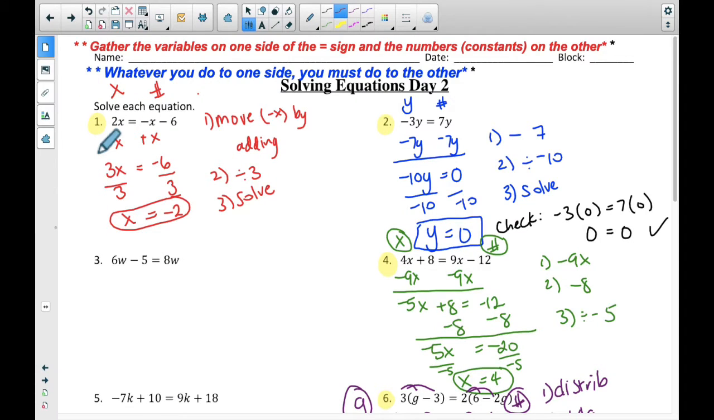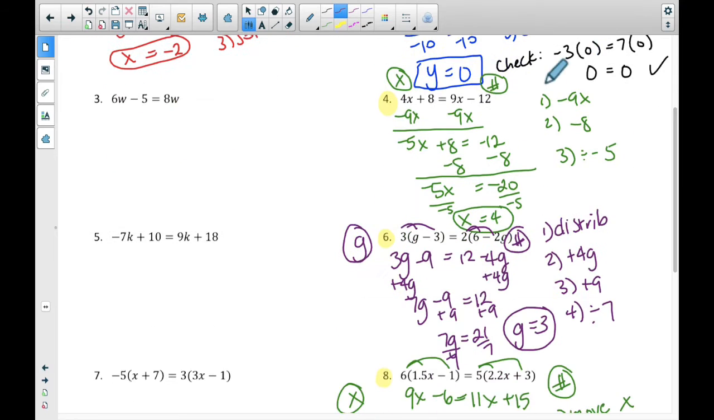Okay, welcome to the second video on equations day 2. This is lesson 1.3, and this is going to be 1.3 video B because we're going to just talk about those 3 problems that we skipped before. Remember the main things in this: whatever you do to one side you have to do the other, and you want to get all your variables on one side of the equal sign and all the numbers or the constants on the other side. So let's go ahead and get started on number 3.